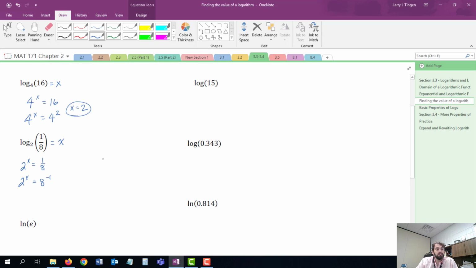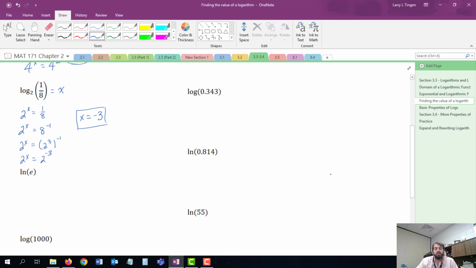2 and 8. 8's a multiple of 2, so I can rewrite 8 as 2 cubed, to the -1. When I raise a power to a power, I multiply. 2 cubed raised to the -1 is 2 to the -3, which means x equals -3. And if we go back and look at our problem, if I raise 2 to the -3 power, do I get 1/8? Yes, I do.